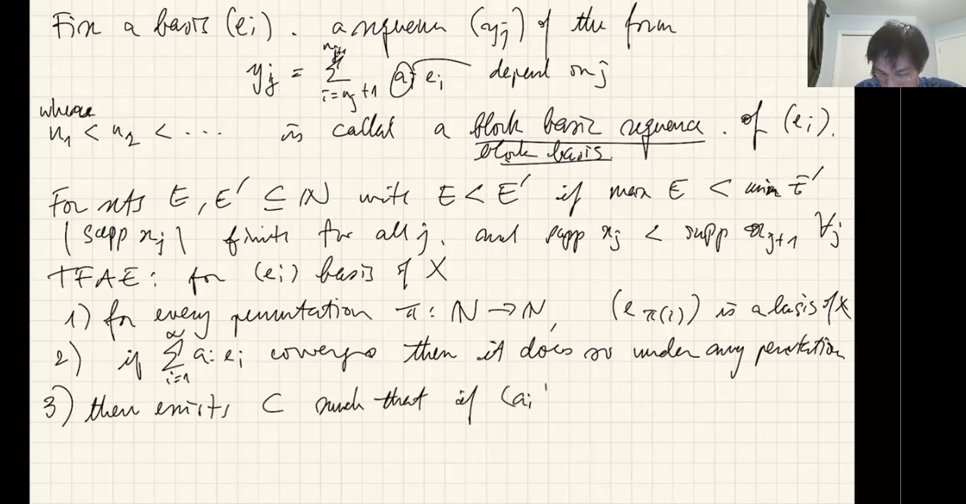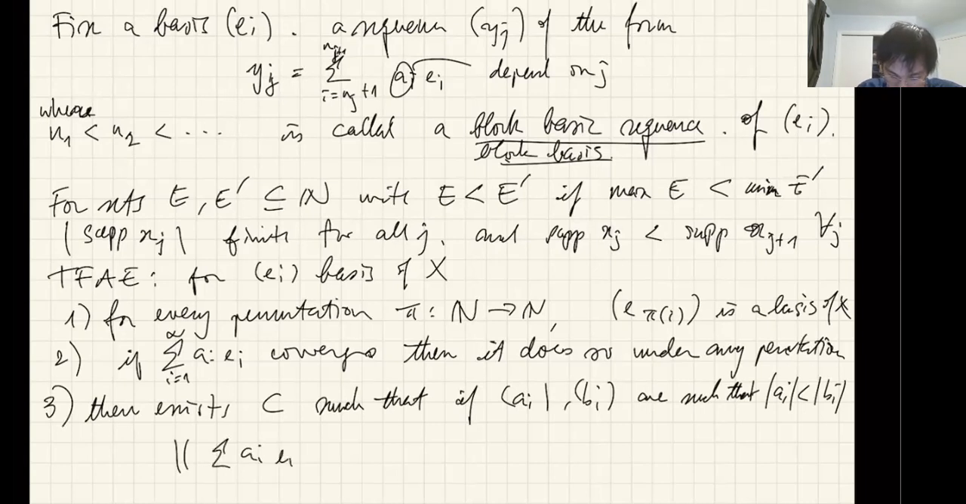And three, there exists C such that if AI and BI are such that the absolute value of AI is less than the absolute value of BI for all i, then the norm of the sum of AI EI, well, it really ought to be smaller than the sum of BI EI, if the AIs are smaller than the BIs, but we can't always say that. We can just say up to some constant C. Okay, so these are equivalent conditions.